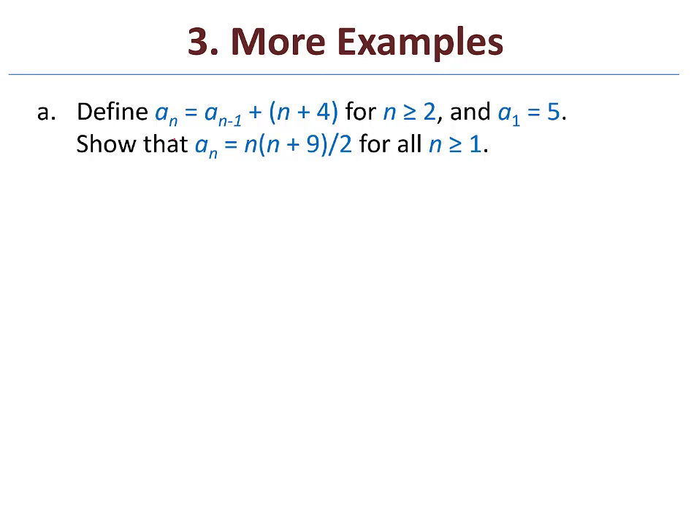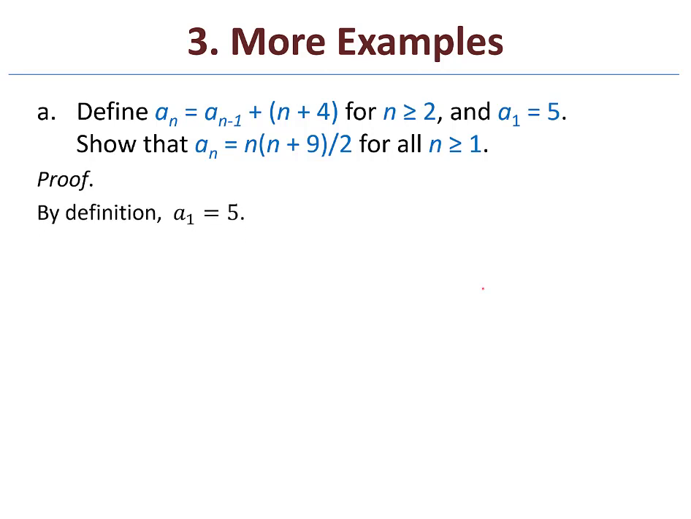So our definition says a sub n is a sub n minus 1 plus n plus 4 for n greater than or equal to 2, and the first term of my sequence is 5. And the claim is that I have a closed form, that in general a sub n is really n times n plus 9 divided by 2 for all n greater than or equal to 1. So let's see. If I take the recursive definition as given, can I prove the closed form?